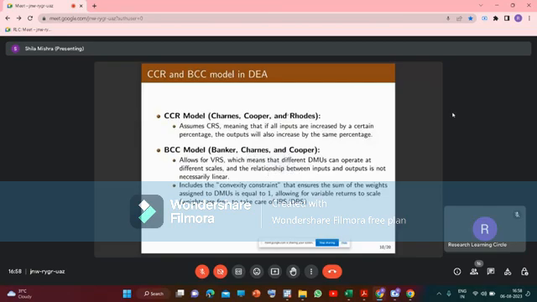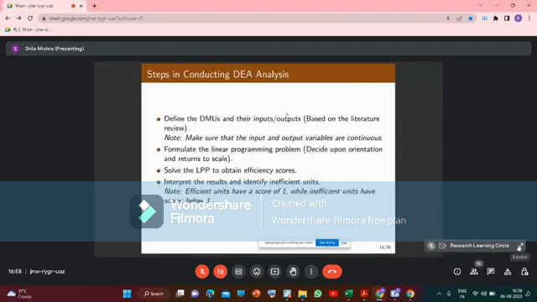And in the linear programming problem also, I mentioned that the basic difference between the CCR and BCC model is that there is an additional constraint in the BCC model, which was a convexity constraint, as in the summation of lambda i equals 1. That takes care of both IRS and DRS.